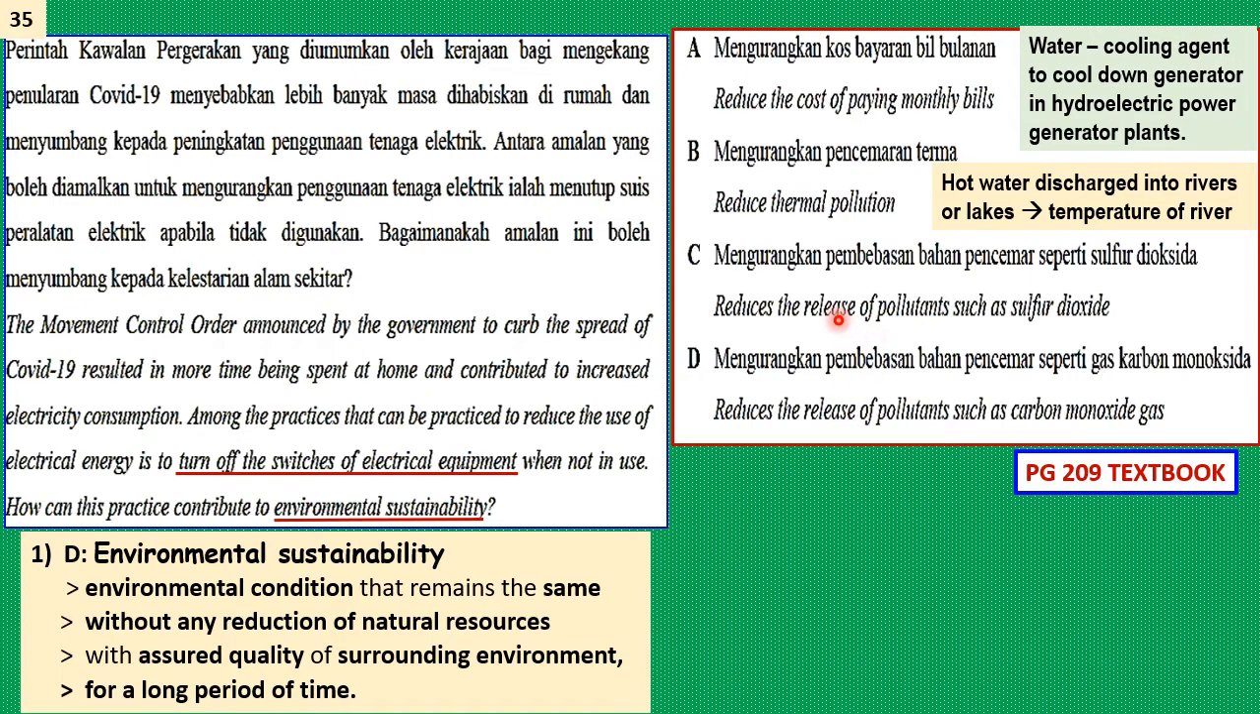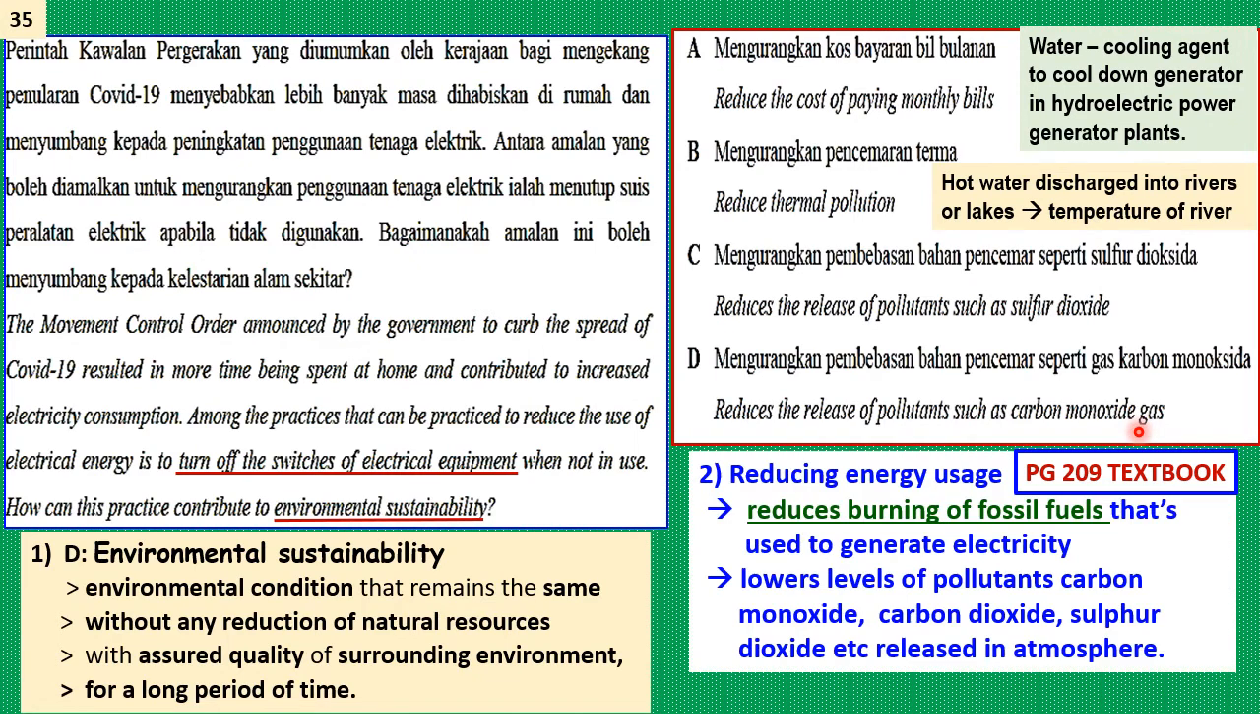All right, so C reduces the release of pollutants such as sulfur dioxide, and D reduces the release of pollutants such as carbon monoxide gas. Okay, let's see. Does reducing the use of electrical energy reduce the release of these pollutants? Yes, it does, because when you reduce electrical energy usage, you reduce the burning of fossil fuels that is used to generate electricity. So fossil fuels like coal, they are burned to generate electricity, right? So if we reduce the use of electrical energy, less coal will be burnt to generate electricity, and this will result in less pollutants being released through burning of coal.